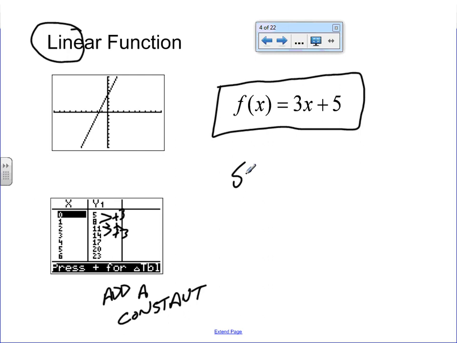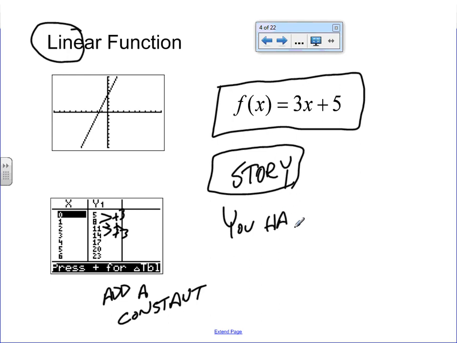Okay, in terms of a story associated with a linear function, the stories take a basic form. You have blank, whatever it is. Okay, you get blank each whatever. I'm going to say day.